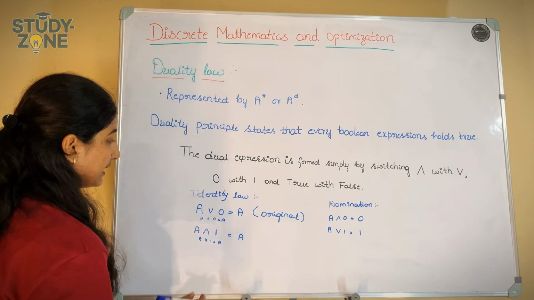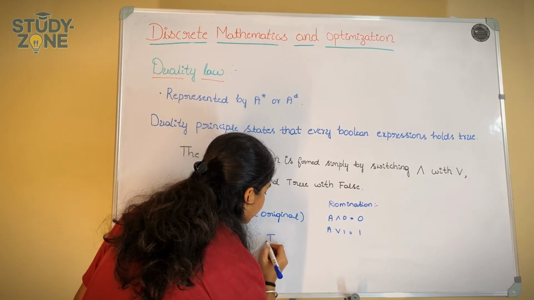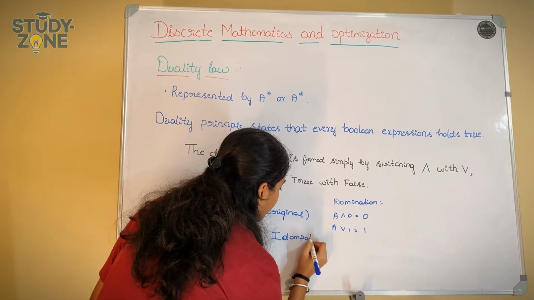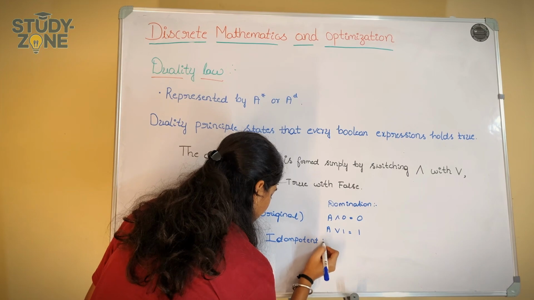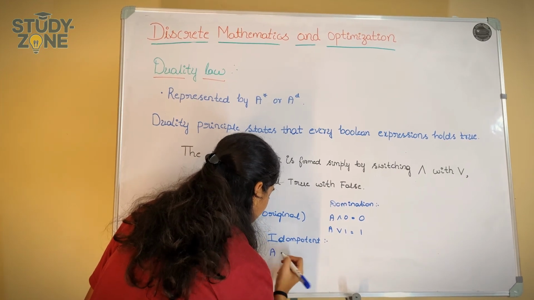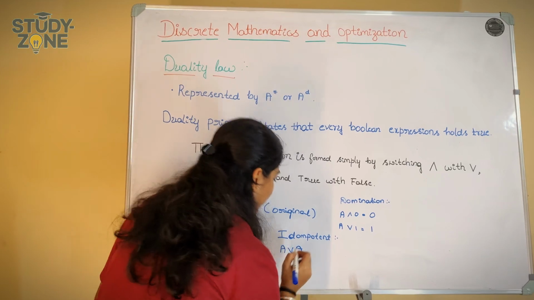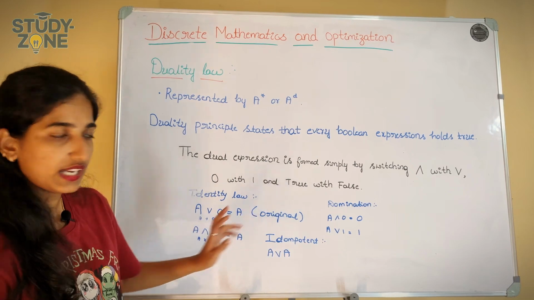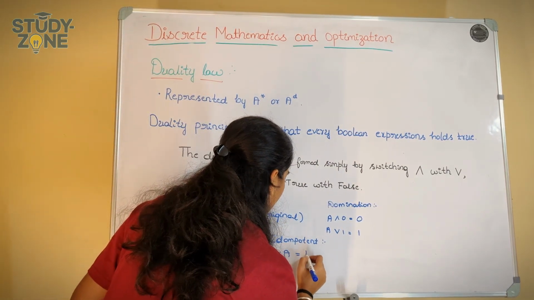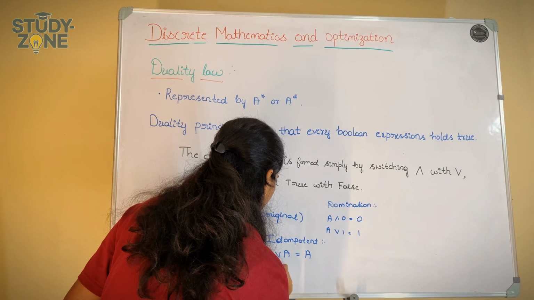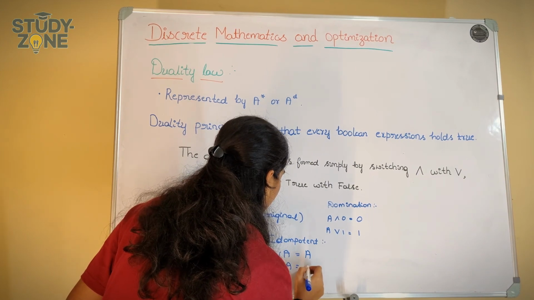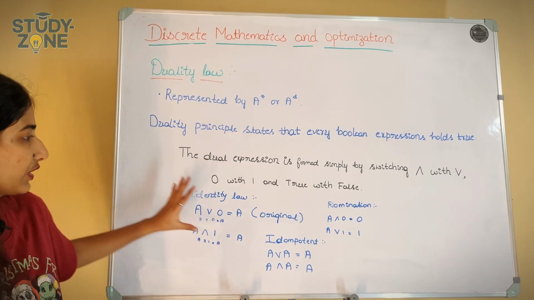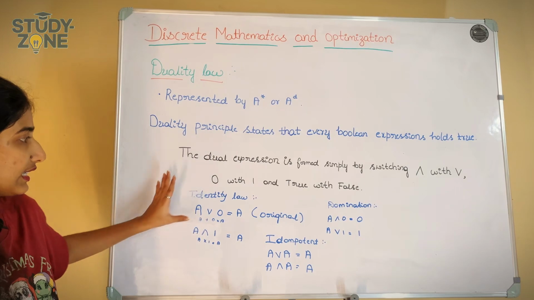And the next example is idempotent law. It suggests to us that A or A, let's take it is true. True or true is true, right? So A or A is A, and A and A is also A. So we will get the same result in this idempotent law. So in identity law and idempotent law, we are getting the same result.